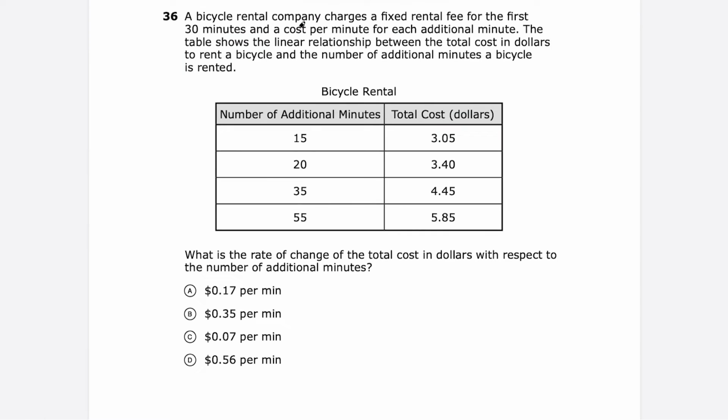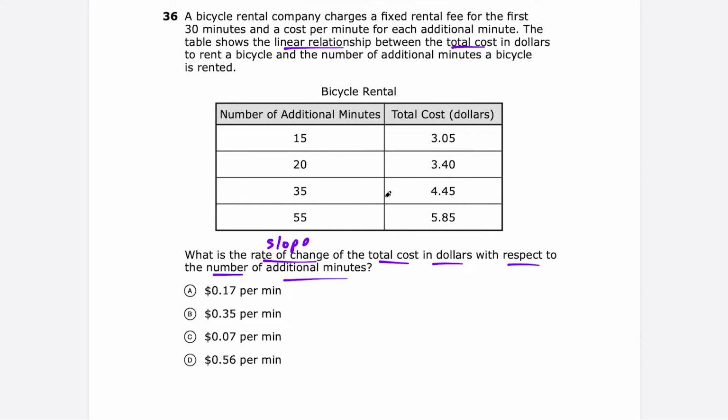Question 36, we have a bicycle rental company that charges a fixed rental fee for the first 30 minutes and a cost per minute for each additional minute. And then we have the table shows the linear relationship between the total cost in dollars to rent a bicycle and the number of additional minutes a bicycle is rented. And we want to know what is the rate of change of the total cost in dollars with respect to the number of additional minutes.